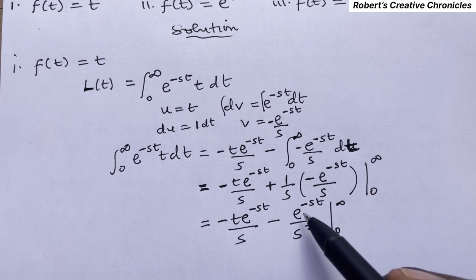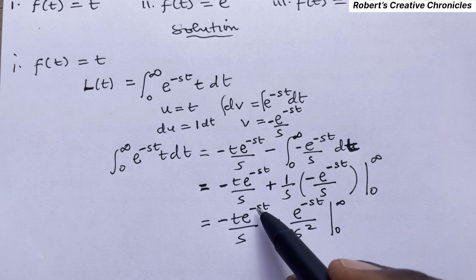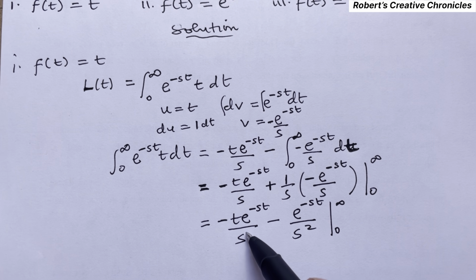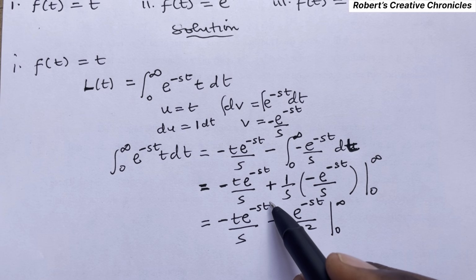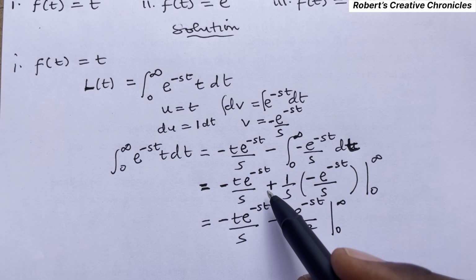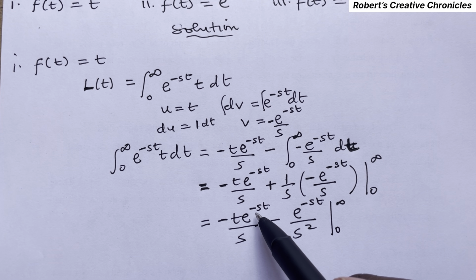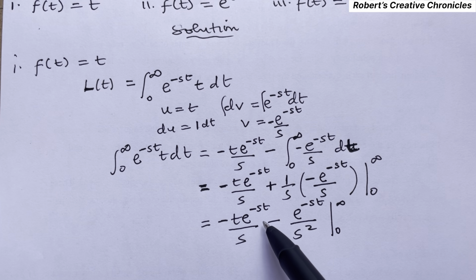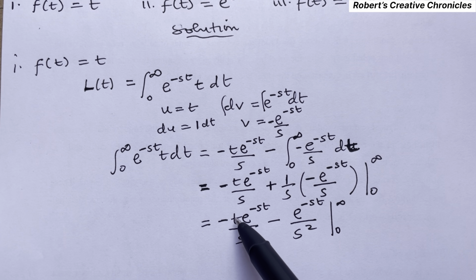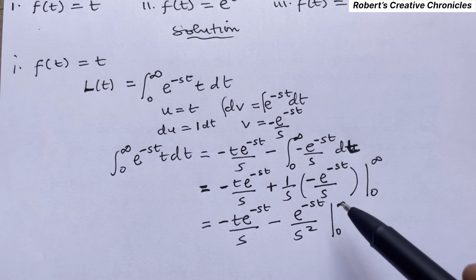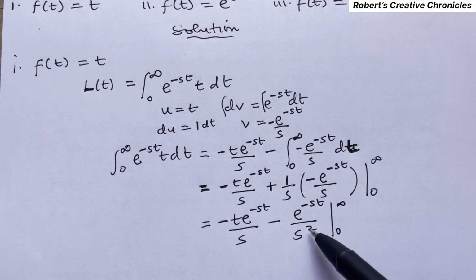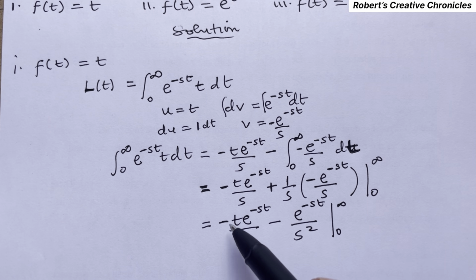If we substitute infinity here now, exponential negative st is the same thing as 1 over exponential st. If you substitute infinity as t, it will be 1 over infinity, which is 0. Here t will be infinity, and 0 times infinity is 0. So negative 0 over s is 0. Here also will be 1 over infinity, which is 0, and 0 over s squared is 0. Therefore, if we substitute infinity, this whole expression will be 0.